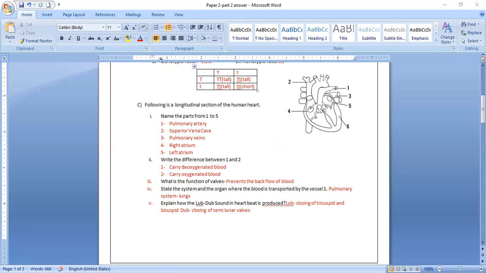Okay, so the heartbeat produces the lub sound whenever the tricuspid and bicuspid valves are closing. And whenever the semilunar valves are closing, it produces the dub sound.